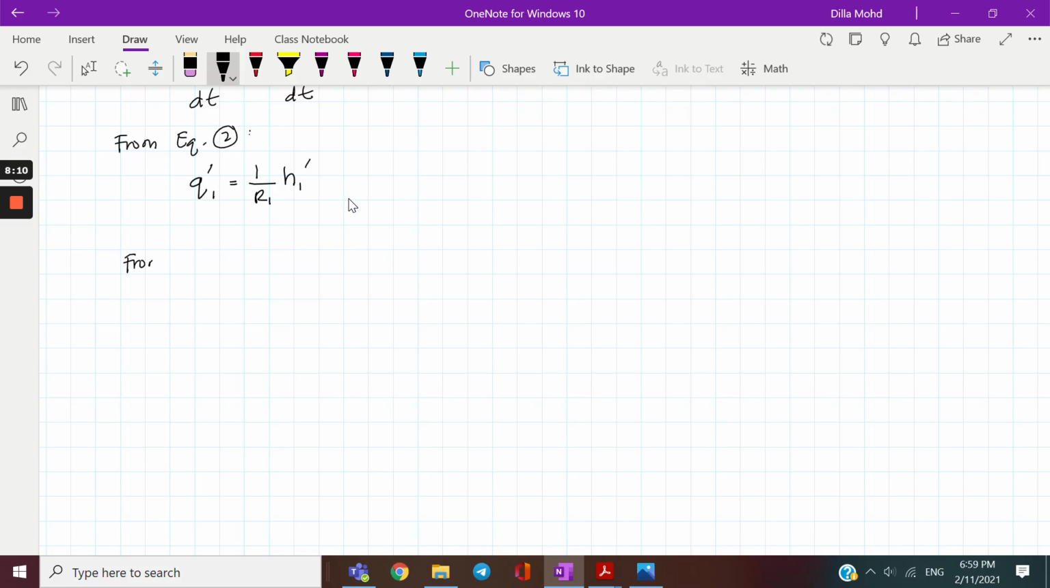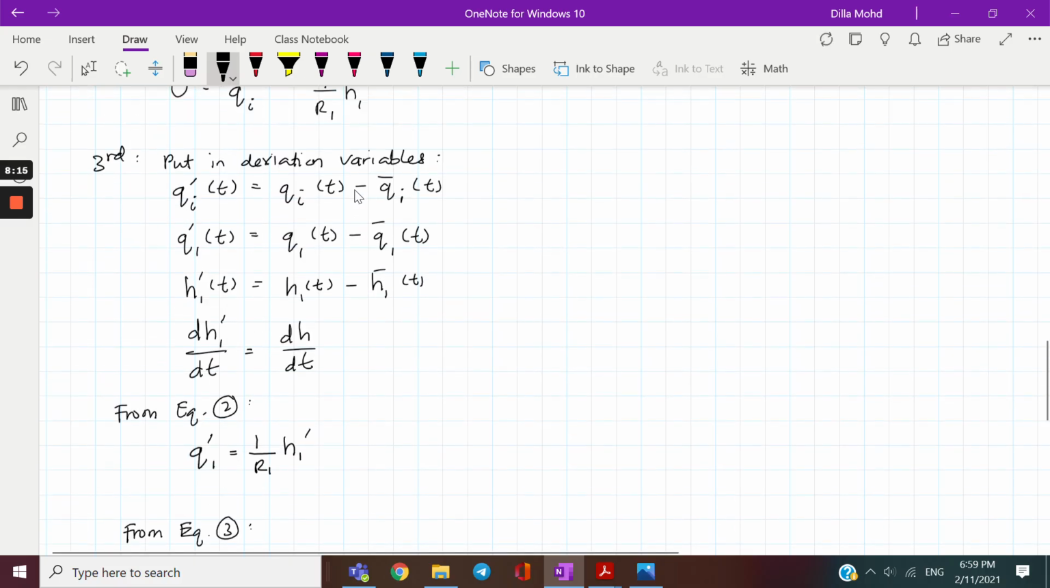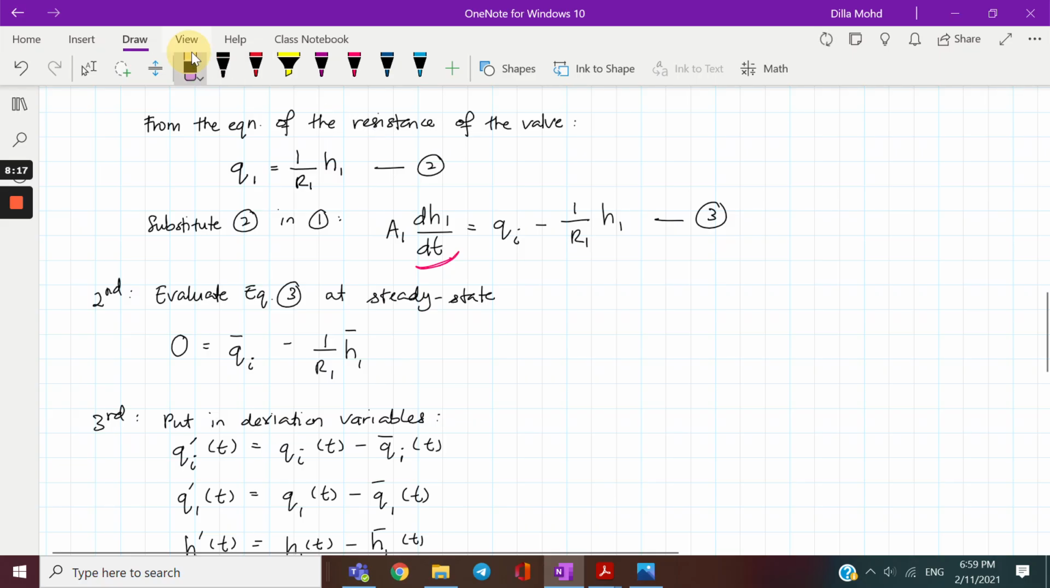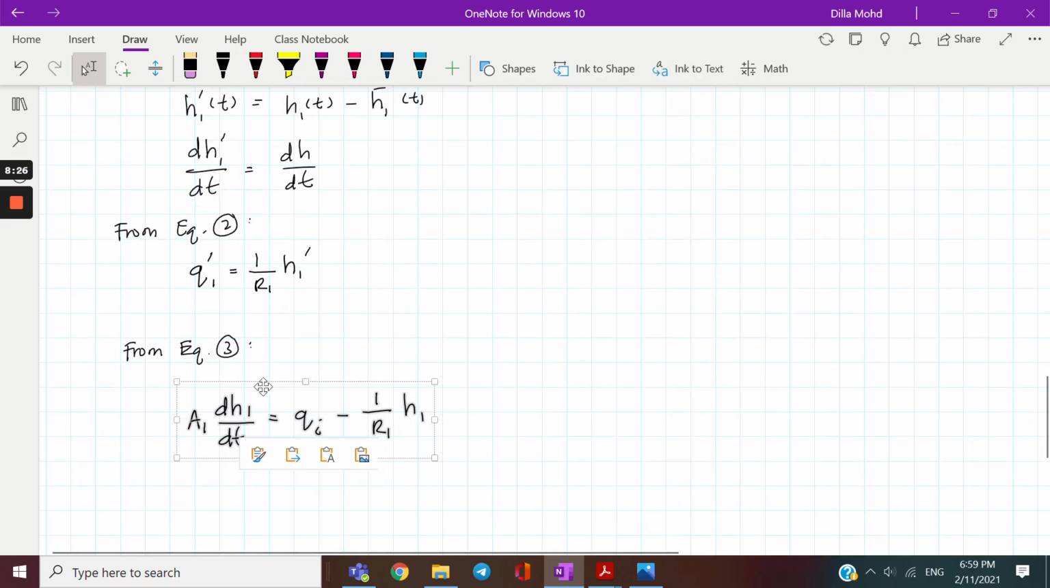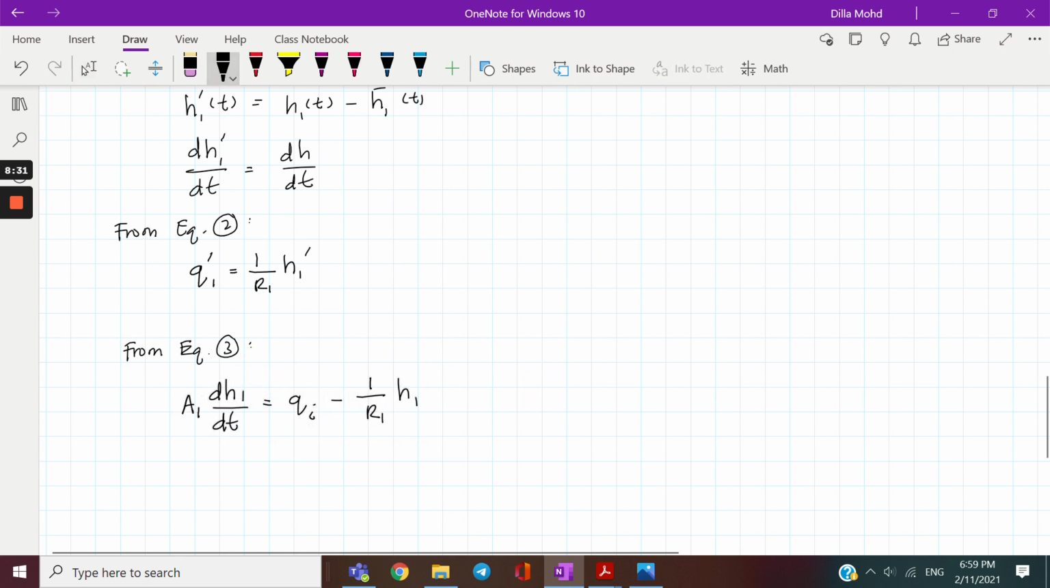And then let's take equation 3. This is equation 3. Let's bring it down and put it in terms of deviation variables. So I will have A1 dH1 prime/dt equals Qi prime minus Q1 prime. This is H1 prime. So this is my equation number 4.